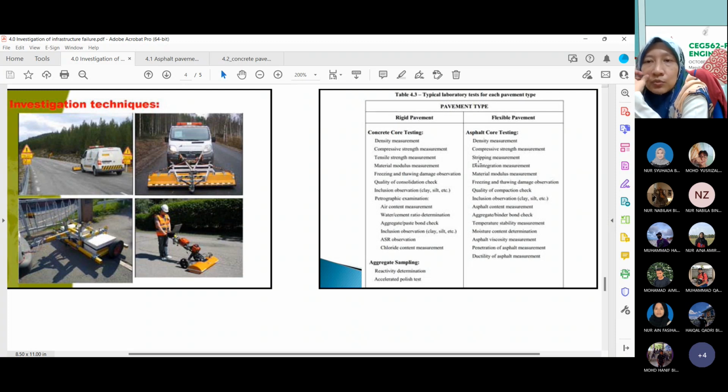For example, density measurement, the same. And we also have compressive strength measurement, stripping measurement, and material modulus measurement. Of course, material modulus measurement is totally different from concrete, because for asphalt we want to focus on the bitumen. Inclusion observations on the grading of material, asphalt content measurement, temperature stability measurement, penetration of asphalt pavement, and the ductility of the asphalt pavement.